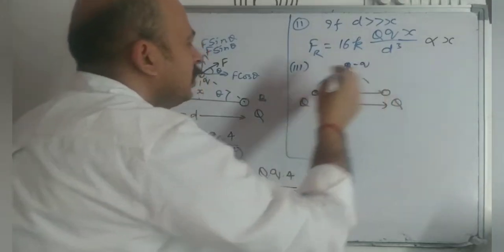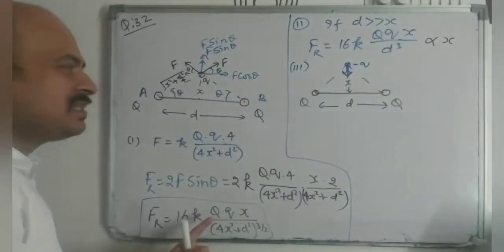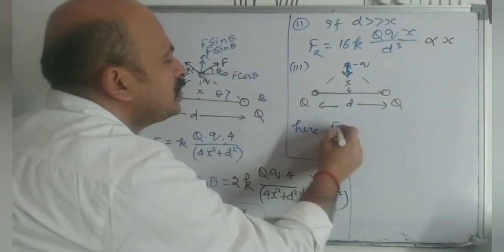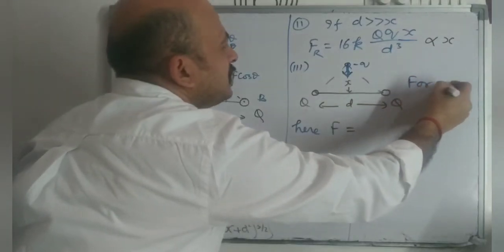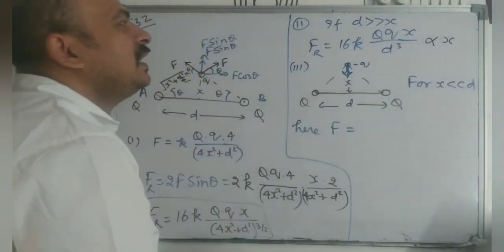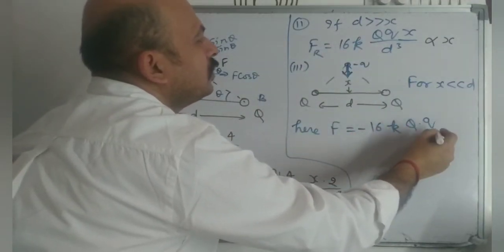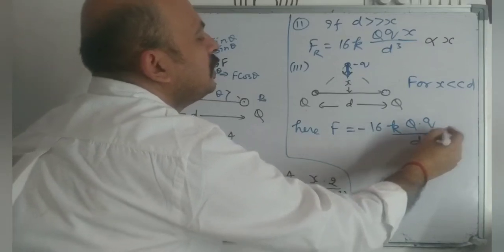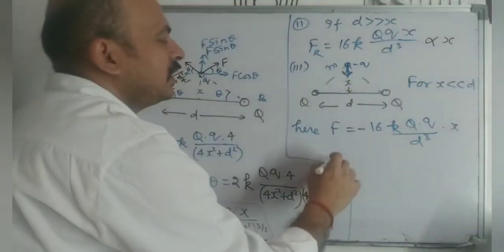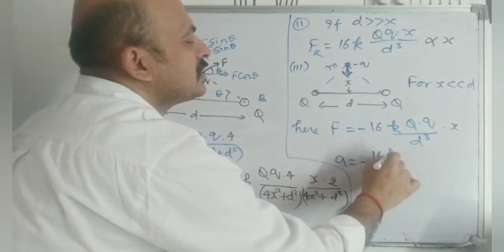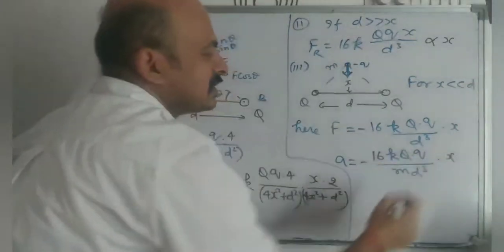What will be the force? The force will be exactly the same in magnitude, but the direction will be just opposite. Here the force acting on the particle, for x very much smaller than d, F will be equal to minus 16k capital Q small q upon d cube into x. If the mass of the particle is small m, then acceleration is equal to minus 16k capital Q small q upon m d cube into x.